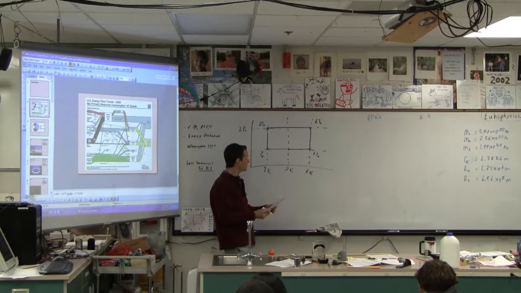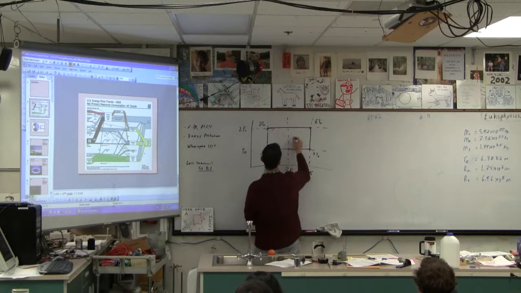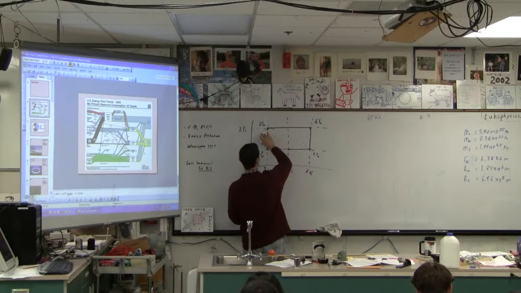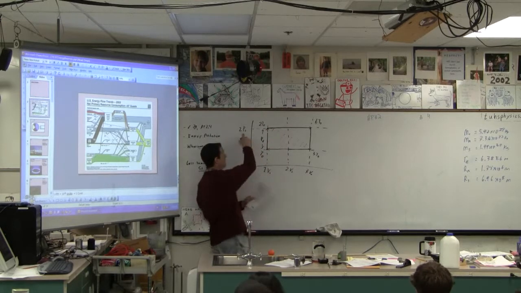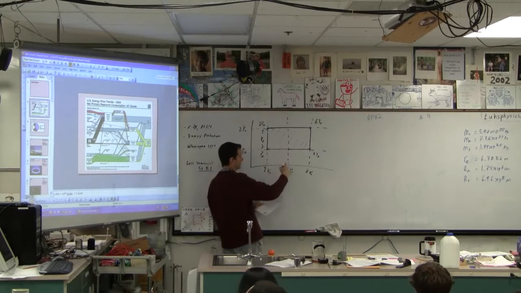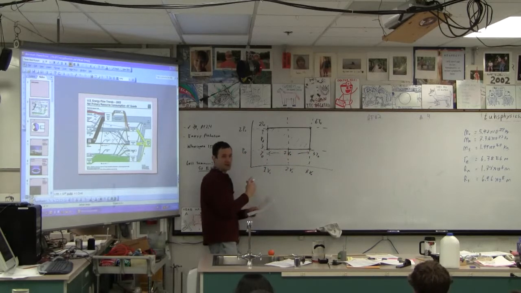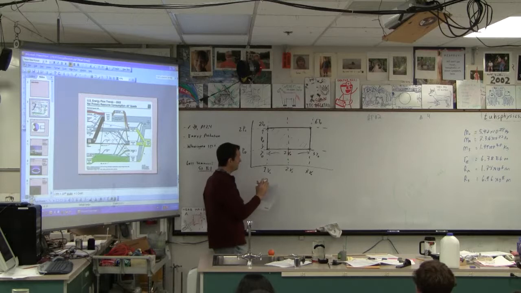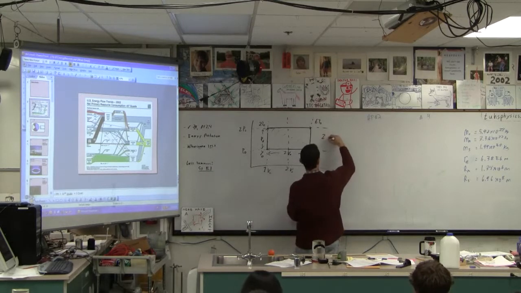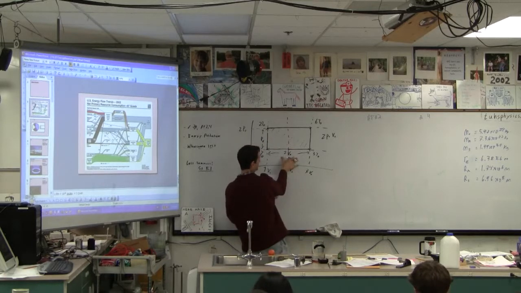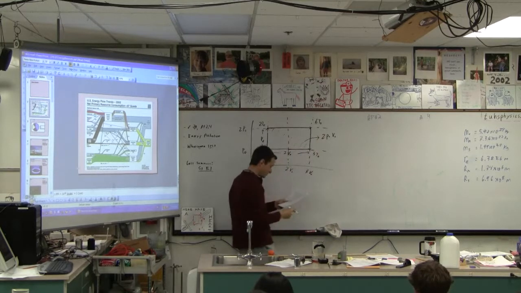The net work done by the gas, well, that's the area inside of this. It's going to be positive, and the dimensions are P naught this way, that being the difference between P naught and 2 P naught, and 2 V naught this way. So the net work is 2 P naught V naught. It's just this thing times this thing, that area.